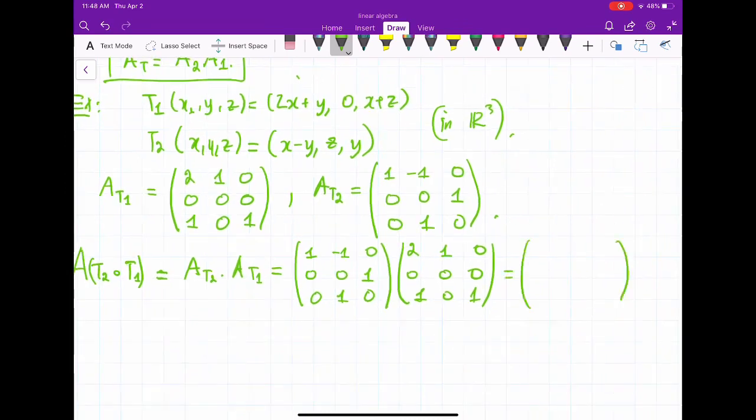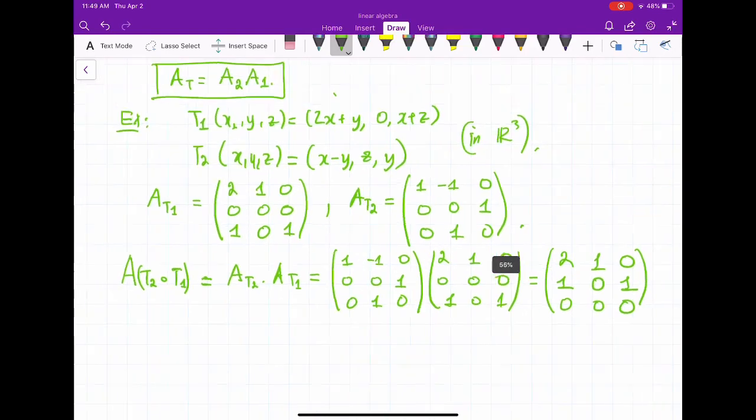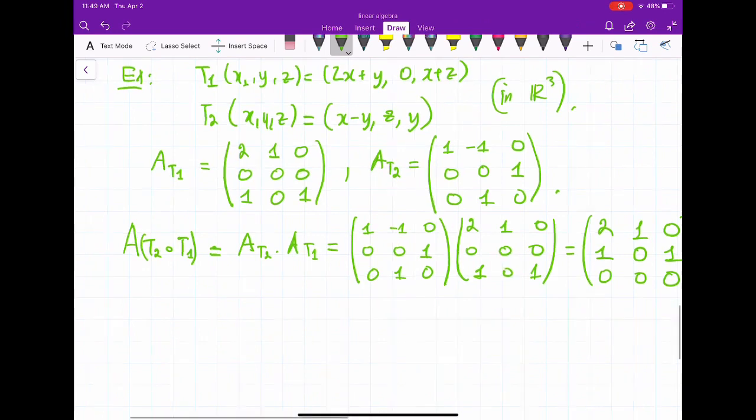The first row with the first column is 2. The first row with the second column is 1. The first row with the last column is 0. The second row with the first column is 1. The second row with the second is 0. This is 1. And then we get 0, 0, and 0 in here. Okay? So that's what you get for the composition of T1 and T2.